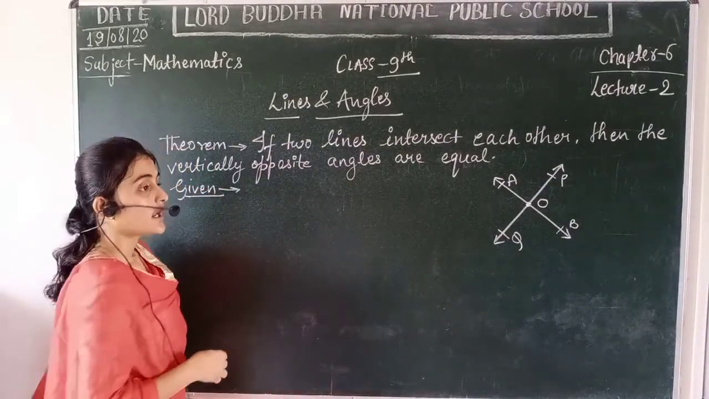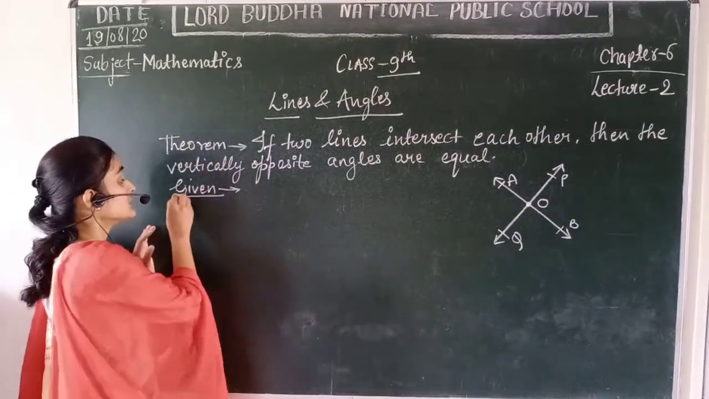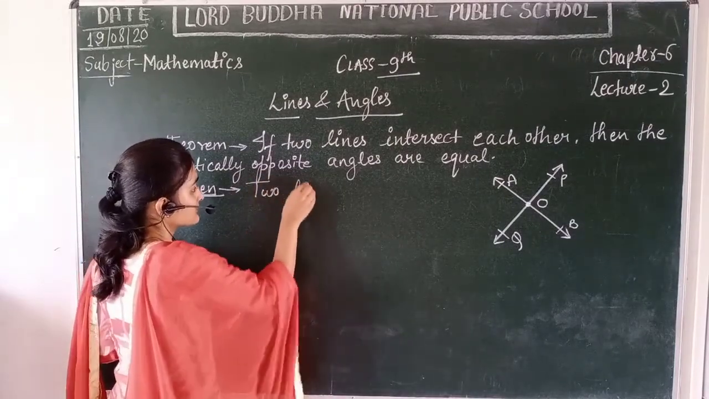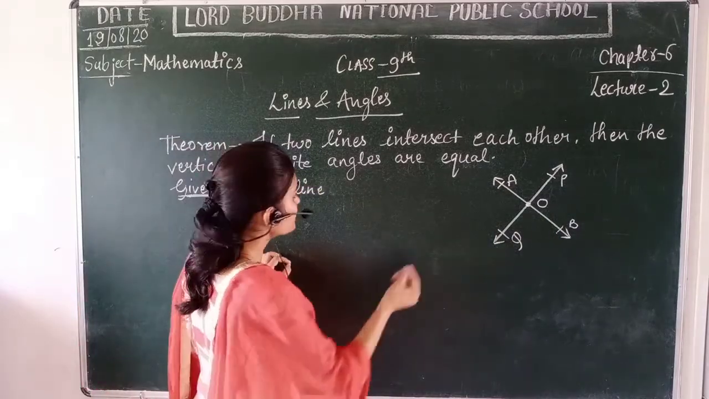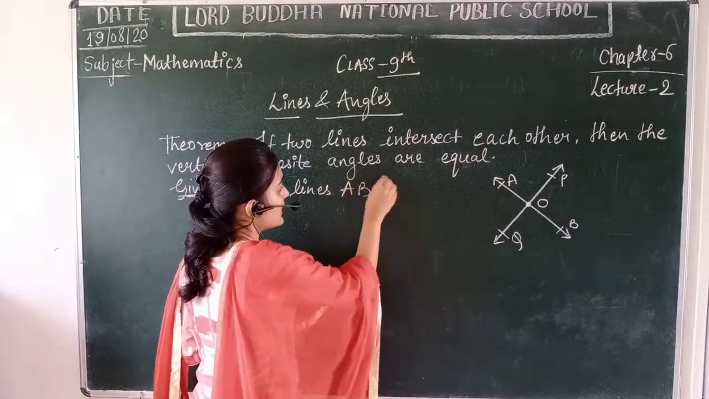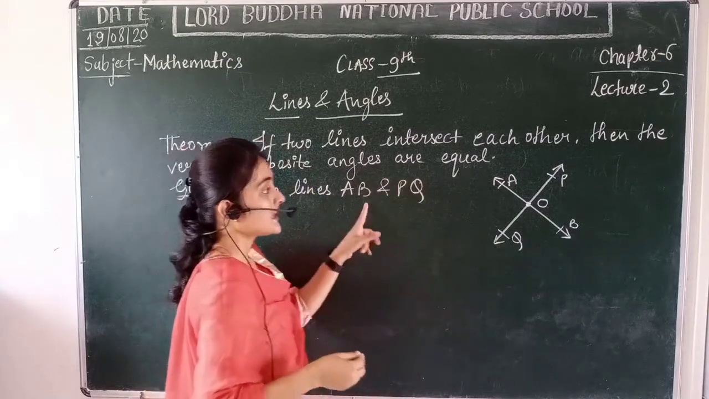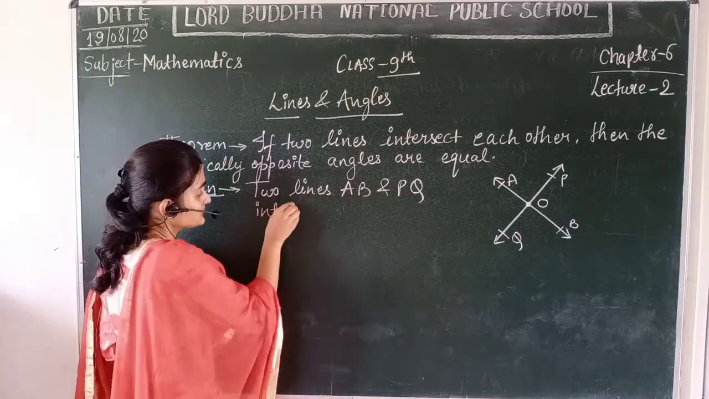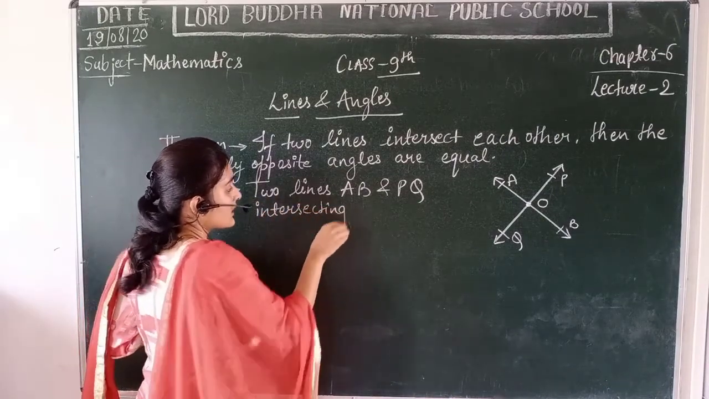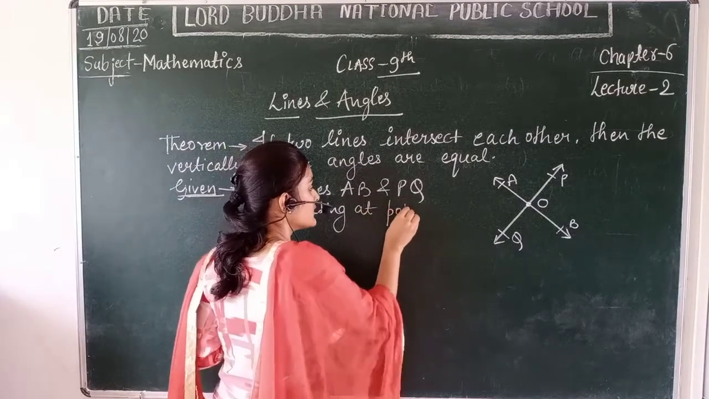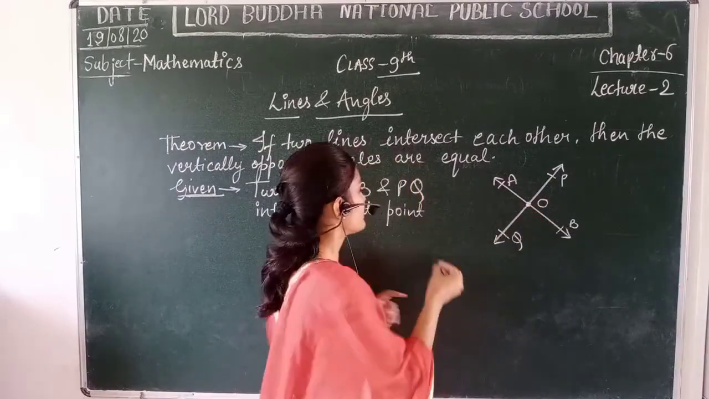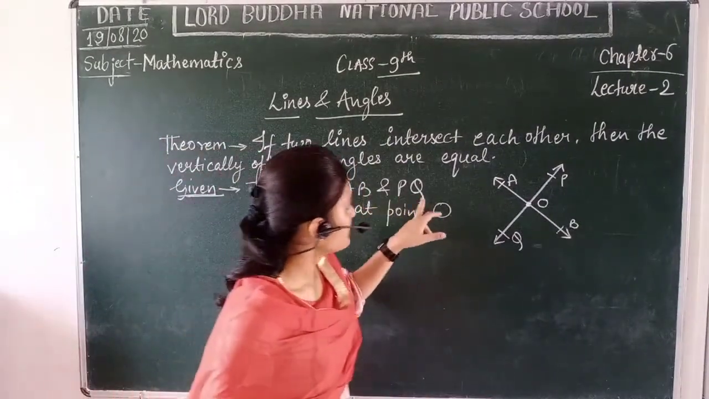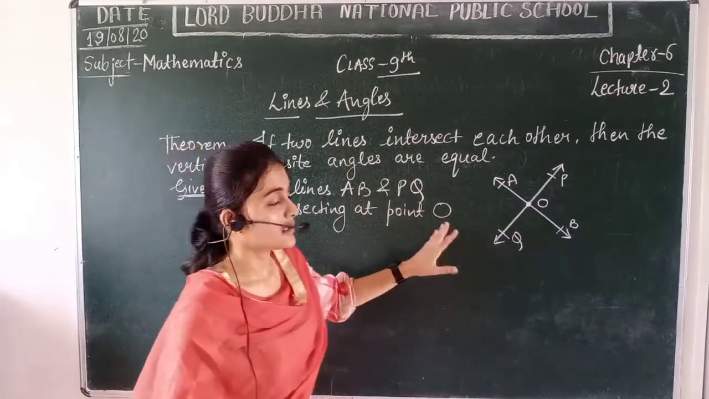Now, whatever we have drawn are the given points, so we will write it under the given section. So what will we write? Two lines. What are the names of lines? AB and PQ. So two lines AB and PQ are given and they intersect, that means intersecting at a point. At what point? You can see in the figure at point O. So this is the given point, right? Two lines, their names AB and PQ, intersecting at a point O.